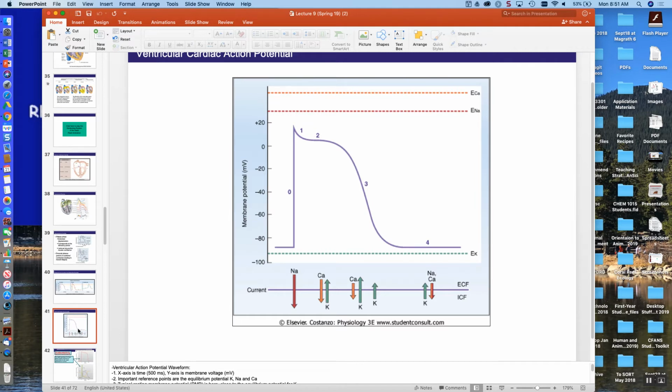And I want you to understand these different phases of the action potential. You actually have a rapid depolarization phase called phase 0. Phase 1 is this tiny little dip here. Phase 2 is the plateau phase. Phase 3 is repolarization. And phase 4 is the resting membrane potential.